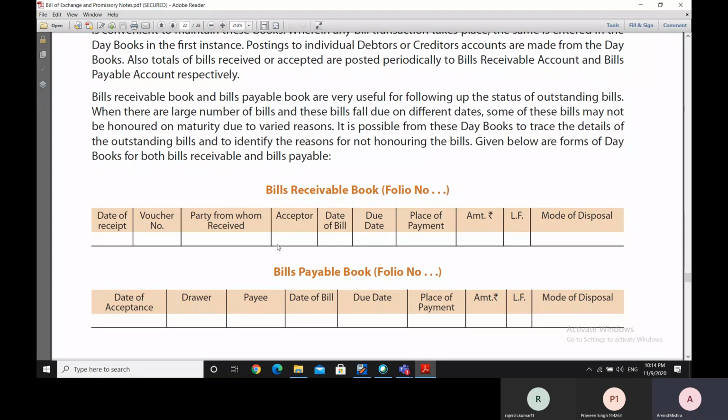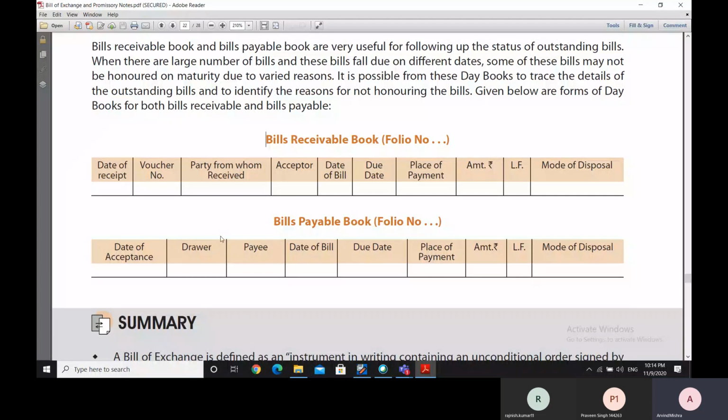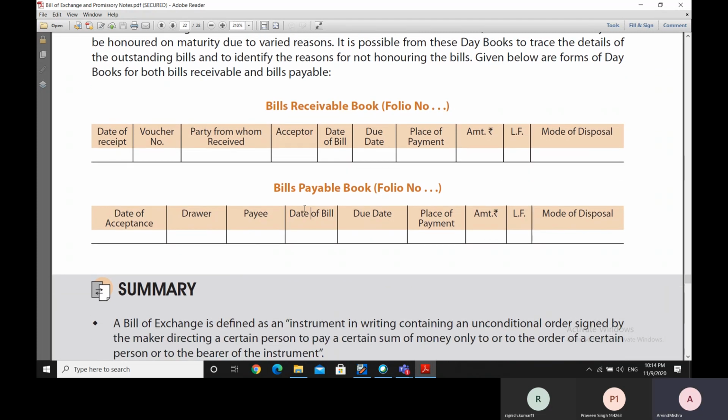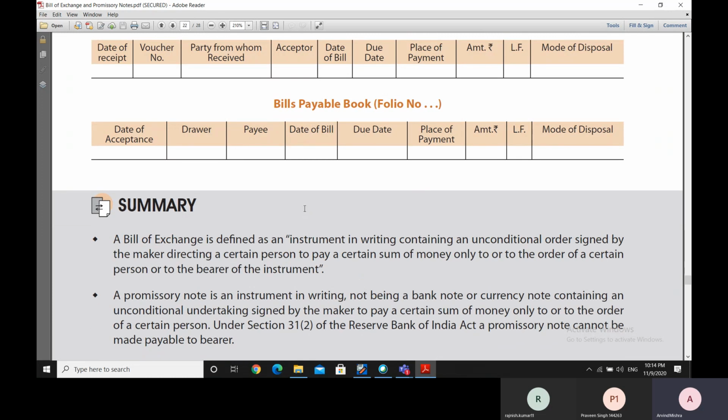So in that sense, bills receivable and bills payable books have certain necessary columns. In case of bills payable, there are the date, the drawer details, the payee details, because sometimes the drawer is different from the payee, the date of the bill, the due date, the place of payment, the amount, the ledger folio, and the mode of disposal. So that is how bills receivable and bills payable books are maintained.